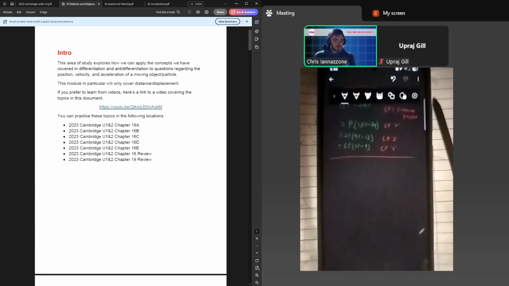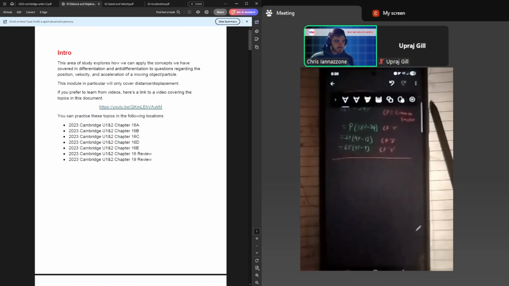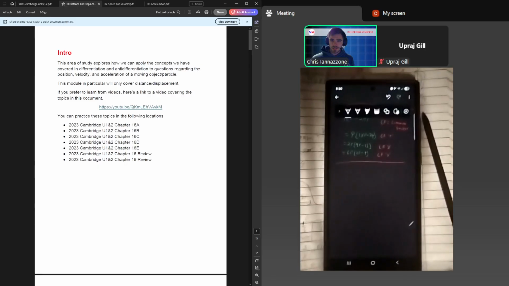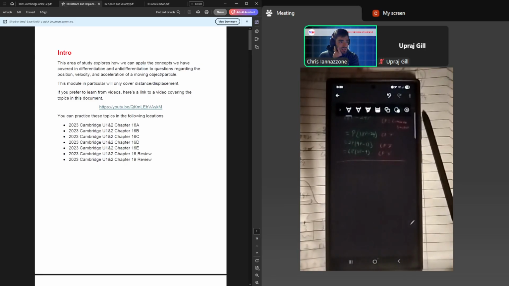Cool. So the agenda for today's class is to essentially go through kinematics, which basically means we're looking at stuff like distance, displacement, speed, velocity, acceleration. You can think of them as applications of differentiation, but we're more so looking at things in the context of average rates of change. So it's not quite differentiation, although it certainly leads up into it.